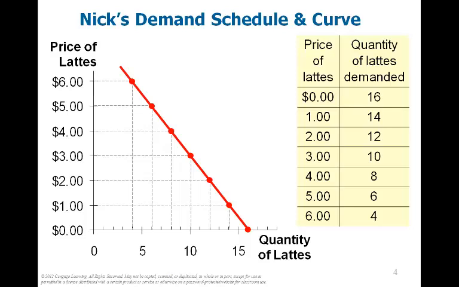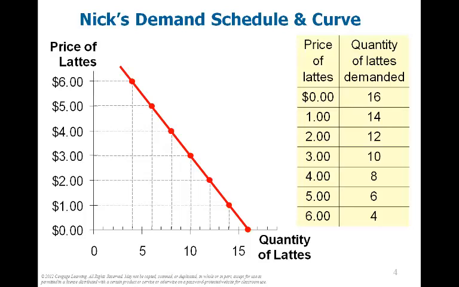So, for instance, if the price of lattes were higher than it is now, if it were $6, let's say, then you start off at $6 along the vertical axis, you go over to the demand curve and down, and it shows you that the quantity I would purchase would be 4. Or if the price were $2, you start off at $2 along the vertical axis, you go over to the demand curve and down, and it shows that I would purchase 12. So this demand curve just shows how many lattes I'd buy at any hypothetical price.